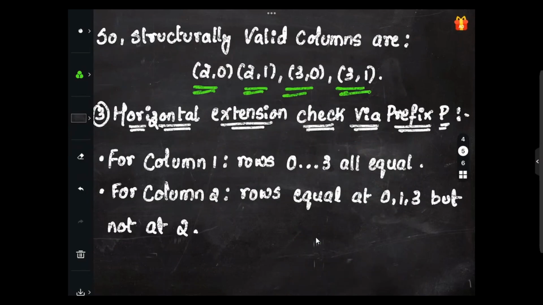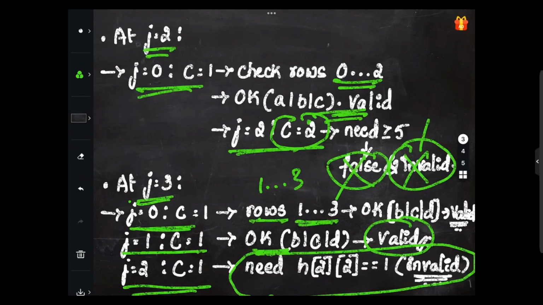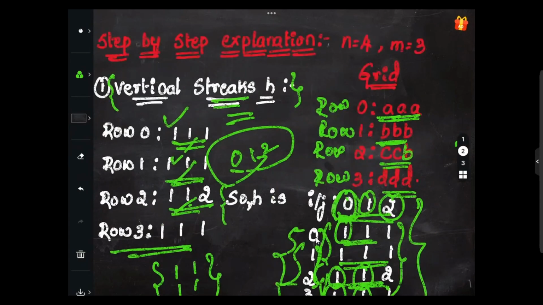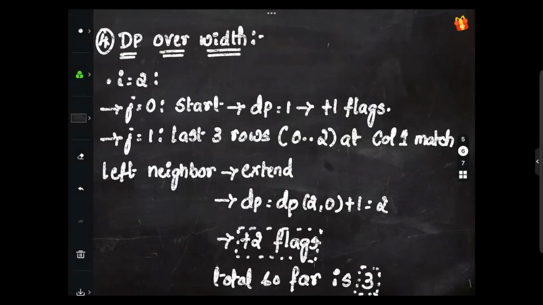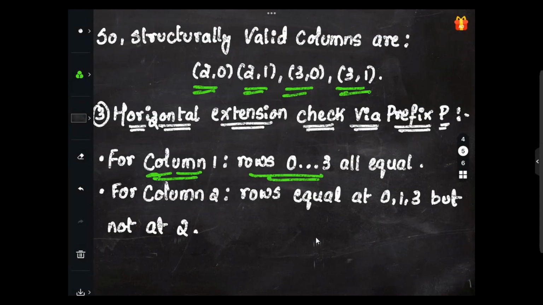So now we will be going with a horizontal extension, this one check via prefix p, right? For the column 1, so we will go from again rows 0 to 3, all are equal, right? For the column 1 we are considering, where is column 1? See, this is the column 1 actually. All the values are equal here, 1 1 1 1. So all are equal here, right?